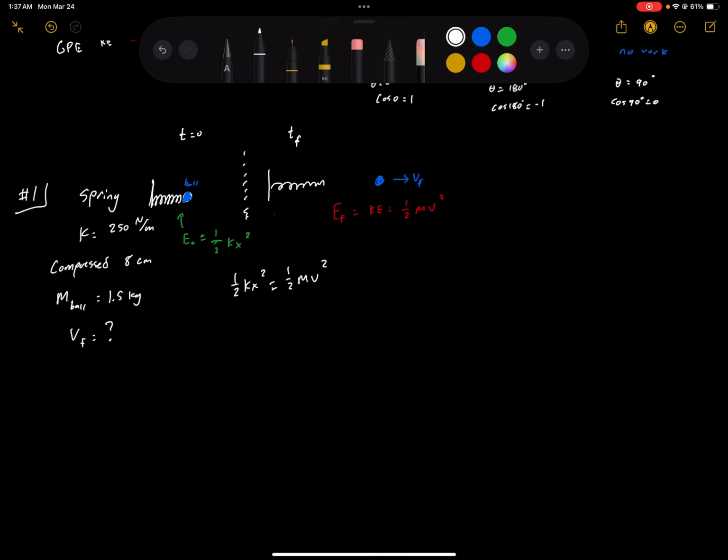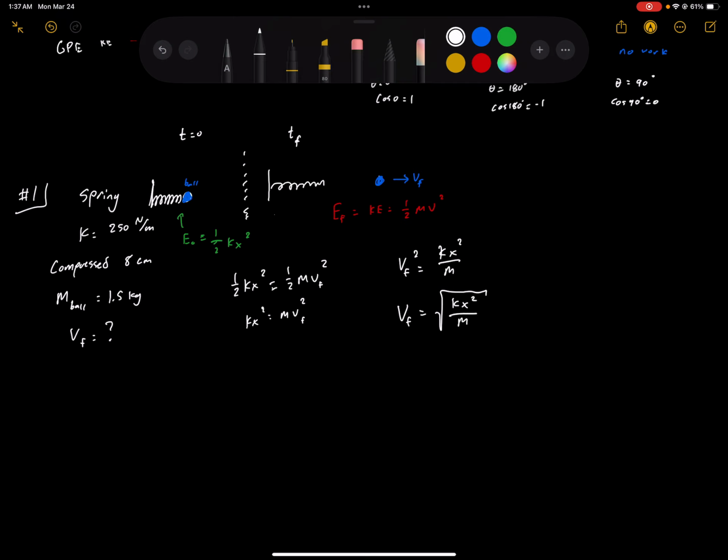So one thing I can do, I notice there's 1/2 in each term, so I'm just going to get rid of that, right? So I have kx squared equals just mv squared. And then I need to solve for v. I guess I should say that's vf. So I'm going to divide both sides by m. So I have vf squared is equal to kx squared divided by m. And then I'm going to take the square root of both sides, right? So I get vf is equal to the square root of kx squared divided by m.